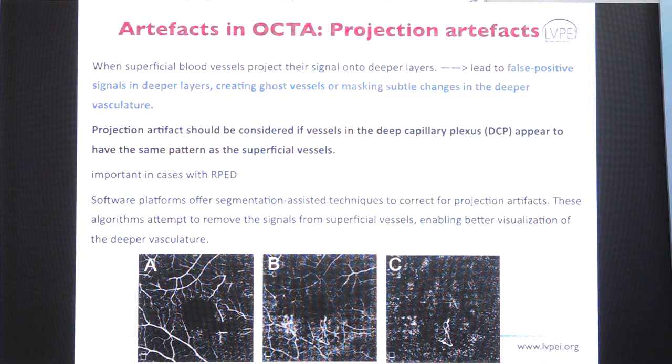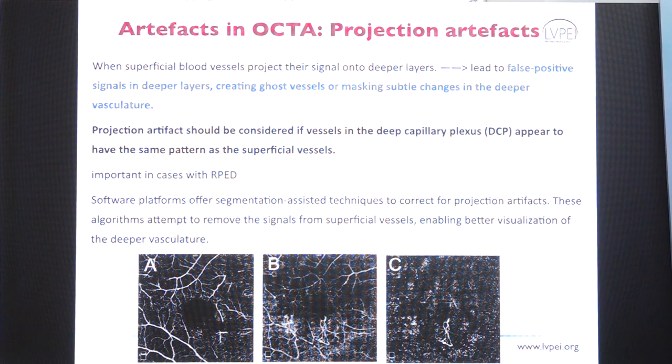I'll first talk about projection artifact. Basically, artifact means when the superficial blood vessels get reflected into your deeper scans also. This leads to false positive signals coming from deeper layers, causing us to interpret these signals as probably we are dealing with the neovascular membrane.